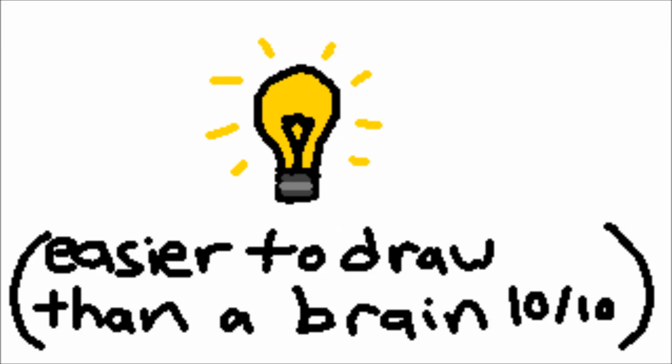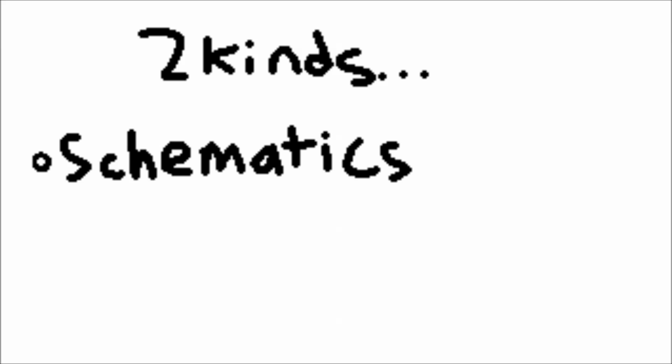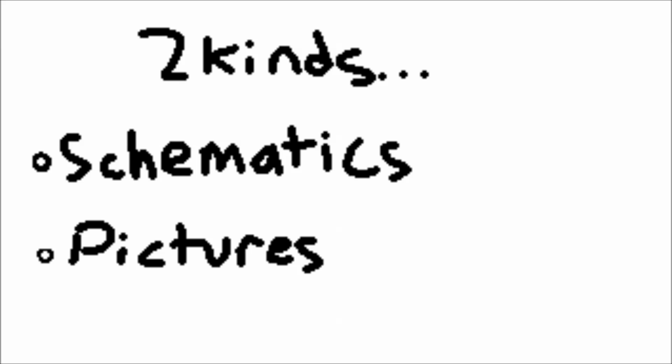Now, in my own little world, there are two different kinds of reference pictures: schematics and actual pictures. A schematic is a drawing, which is a blueprint of a part, and a picture is something actually taken with a camera, so on and so forth, kind of self-explanatory. Now we will observe the pros and cons of each.